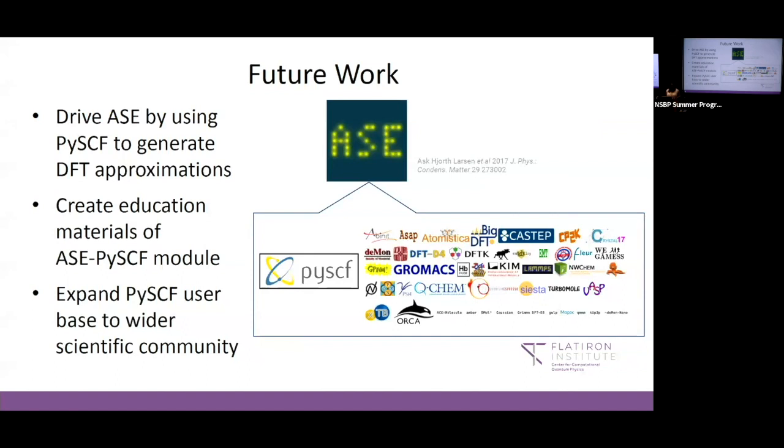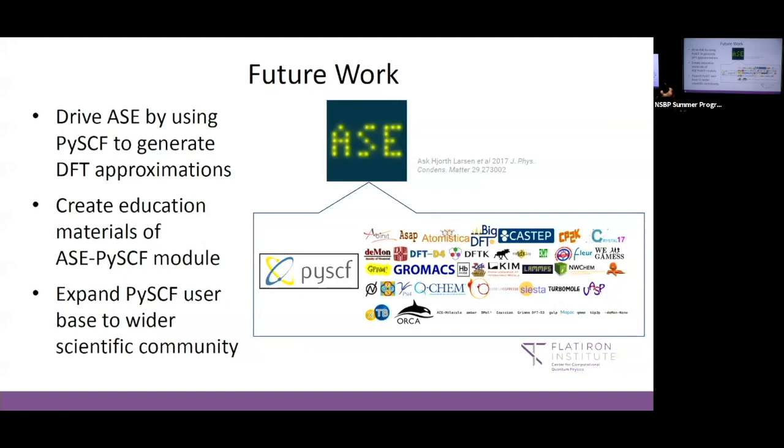The next thing is that we also need to create education materials to show the scientific community how to easily use this connection once it's made, the ASE and PySCF module. By connecting those two together, we are able to expand the PySCF user base so that it is much more widely available to the scientific community. It's much more usable for everyone.